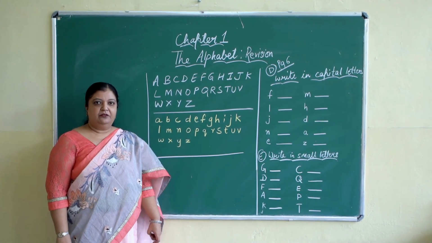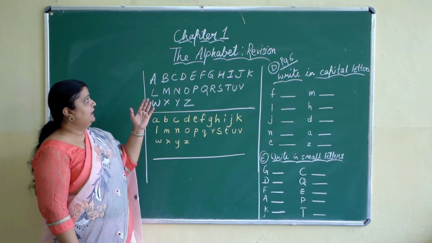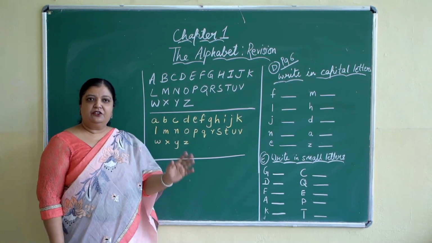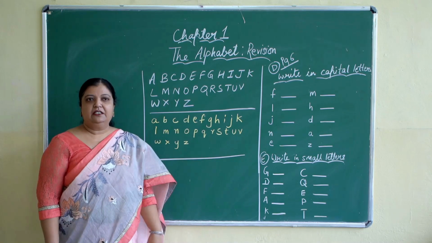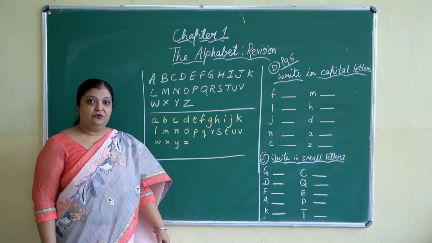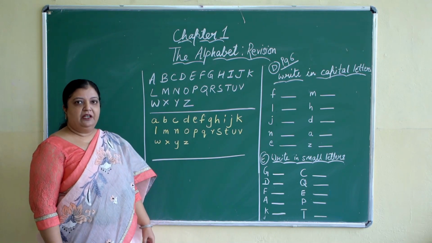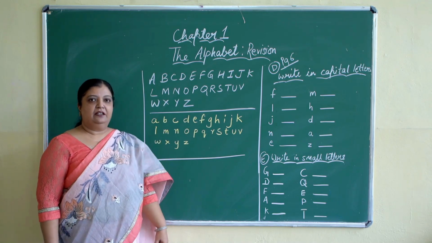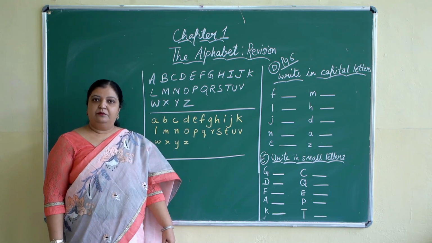To begin with, we will start with chapter 1, the alphabet. And it's a revision sort of, children, because you have done it already in KG2 as well as in KG1 also. Okay? So to begin with, first I will make you understand what the alphabet means.